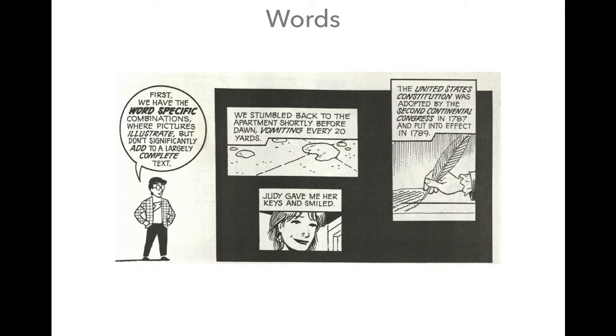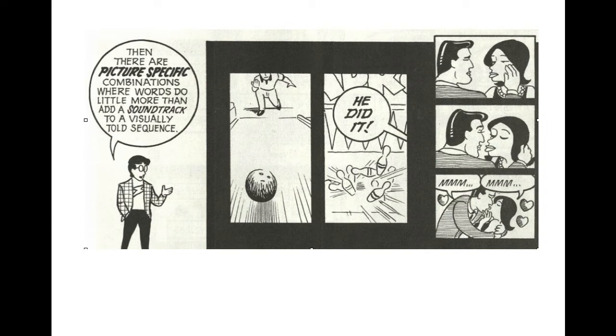One of the things that's interesting about comics is that it's a mix of words and images. And the following slides are all from Scott McCloud's book, Understanding Comics. He identifies a couple of different ways that words and pictures go together. The first is word specific, where the pictures illustrate but don't significantly add to the text. The second is picture specific, which is similar, but in this case, the pictures carry the meaning and the words don't.